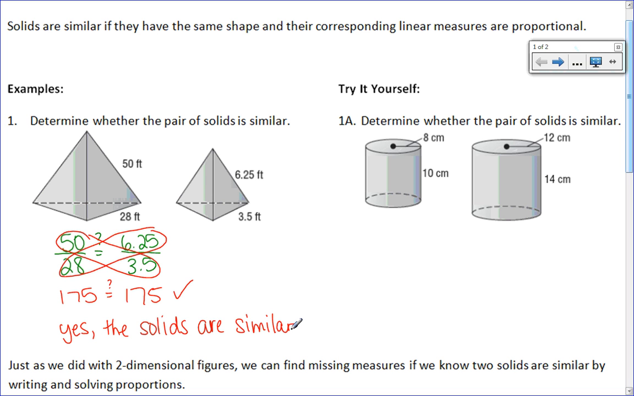So you're going to do something similar on the try it yourself problem. Pause the video, determine if those two solids are similar or not, and then when you're ready to check your answer, press play. Okay, for this one, when you check the cross products, you should have gotten two different numbers. So you would say no, the solids are not similar.